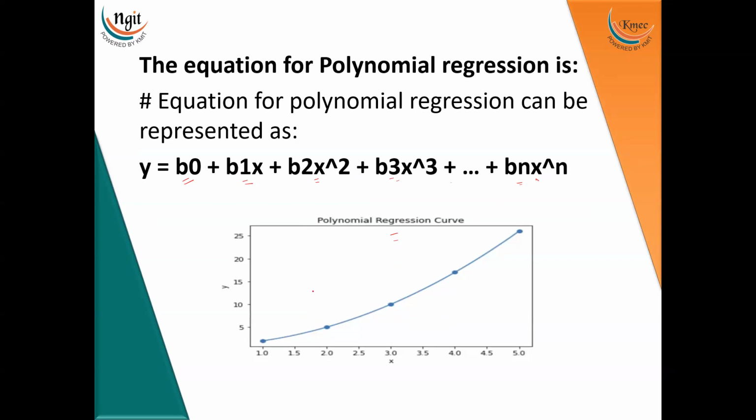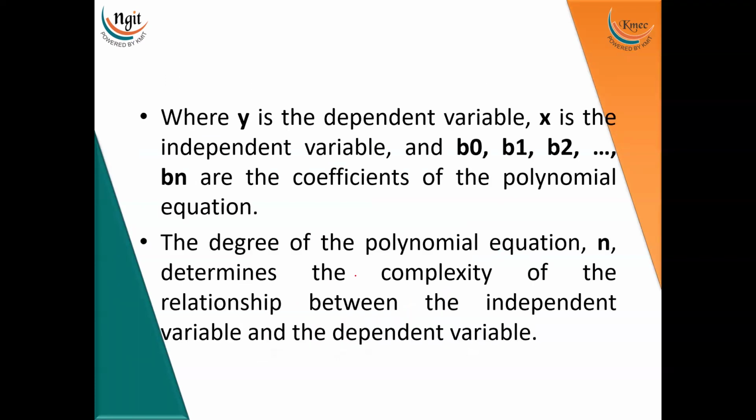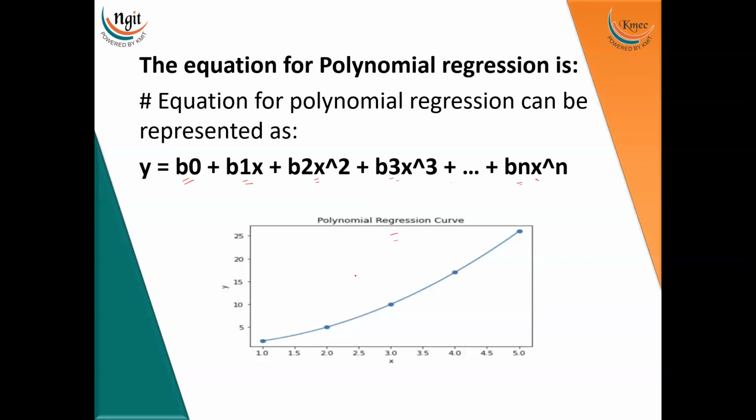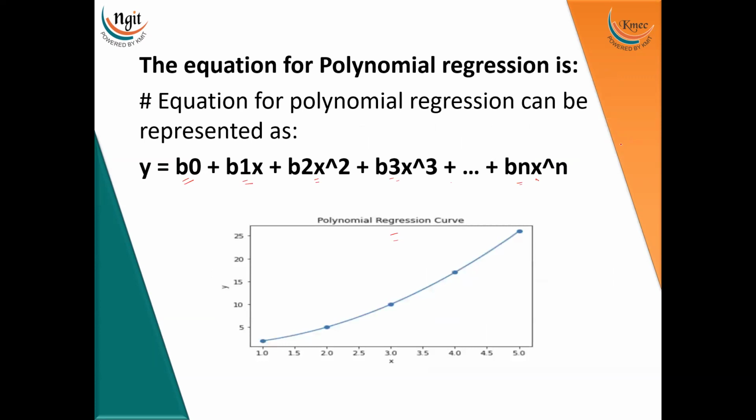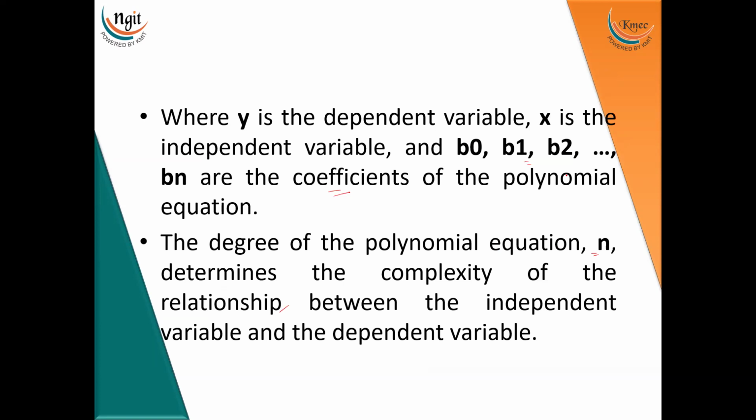You can see it is not like a straight line equation. It is something like a curvilinear. That's why we call it a polynomial regression. And we know that y is the dependent variable and x is the independent variable, and these b0, b1, b2, bn are the coefficients. Okay. And the degree of the polynomial equation, n, determines the complexity of the relationship between the independent variable and the dependent variable. Whatever nth degree polynomial we use, that is going to give you the complexity of the relationship between the independent variable and the dependent variable.